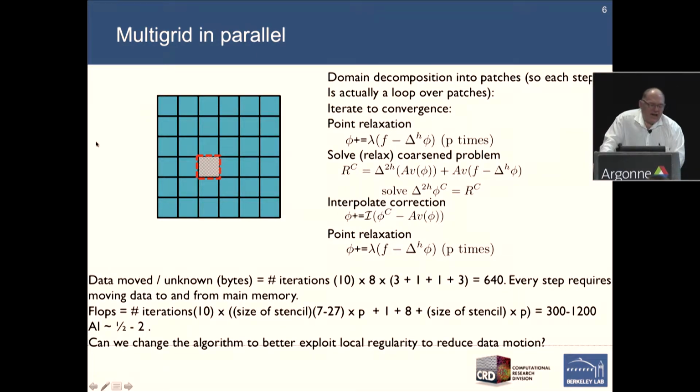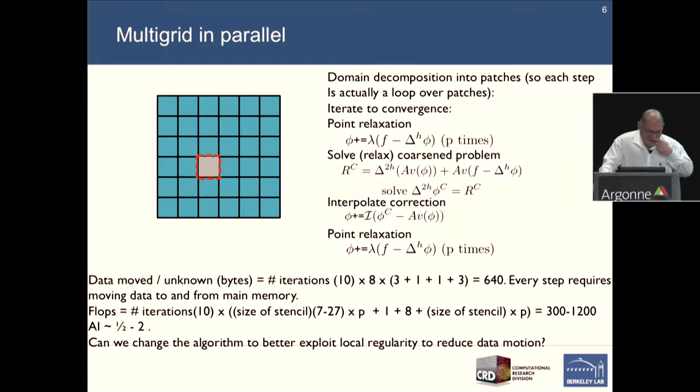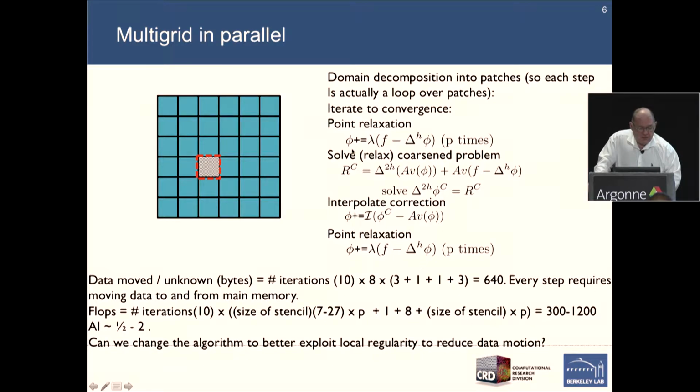And I'll be doing domain decomposition with that to do things in parallel. Don't worry too much about that, because the parallel aspects of this, or at least the distributed memory parallel aspects of this, are not where the problem is. So what is multigrid? It's iterate to convergence the following procedure. You do point relaxation: you take lambda times the residual of your current guess, and increment phi with it, and you do that p times.